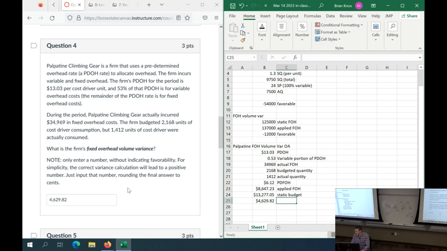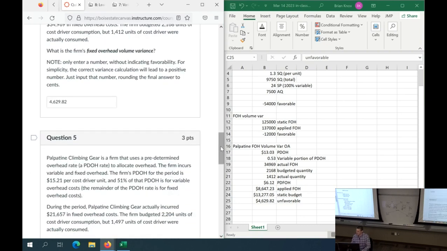And I tell you here that I made it so it's always positive. I try to double check that several times, but it should be always positive, which means it's unfavorable. We underapplied. That's unfavorable. It means we probably underutilized our capacity in our factory. Also, we're moving towards reality from going to applied to static budget, and costs went up. So we can use both those types of logic to realize it's unfavorable.